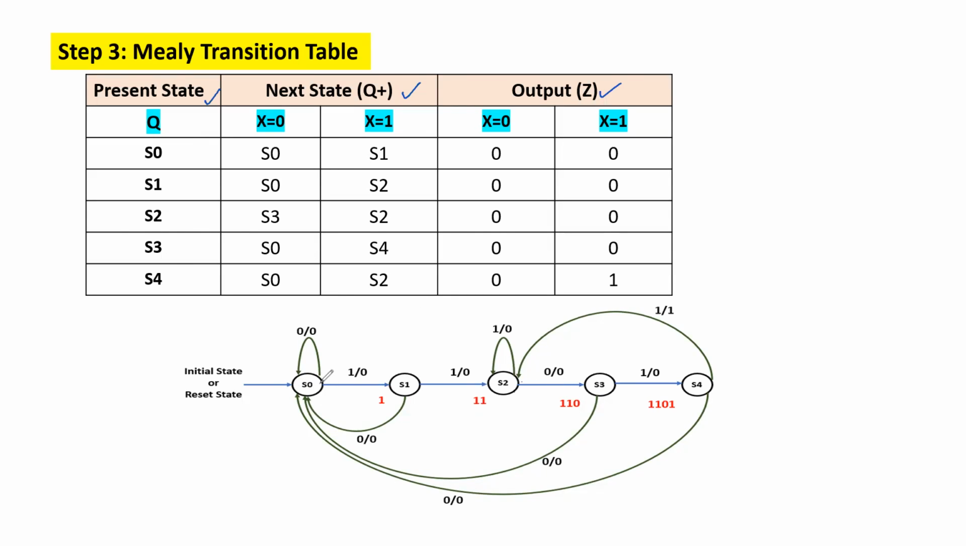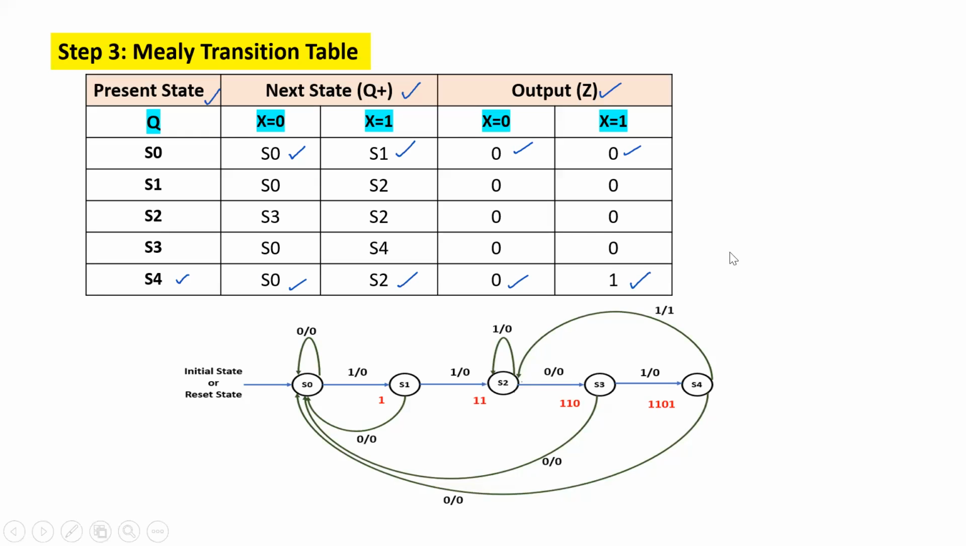Okay, starting from S0, if x equal to 0, it goes to self state. So S0 goes to S0 when x equal to 0. When x equal to 1, it goes to S1. And in these two cases, the outputs are zeros. In this way, you should fill all these rows. Okay, you can see here S4. For S4, when x equal to 0, it goes to the reset state, S0. For x equal to 1, it goes to S2. And the outputs here: this is 0, and when x equal to 1, it is 1. Okay, this is the Mealy transition table.